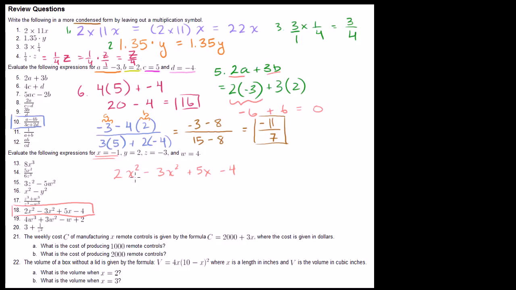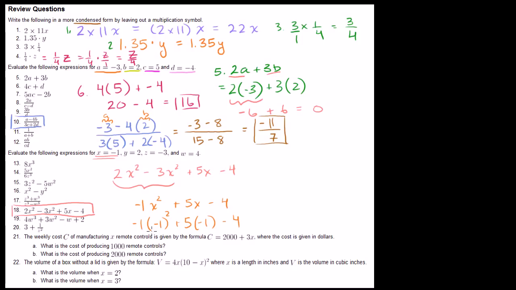So what's 2 of something minus 3 of something? This is 2x squareds minus 3x squareds. So 2 of something minus 3 of something, that's going to be minus 1 of that something. So that would be negative 1x squared plus 5x minus 4. And they tell us x is equal to negative 1. So this is negative 1 times negative 1 squared, plus 5 times negative 1, minus 4.